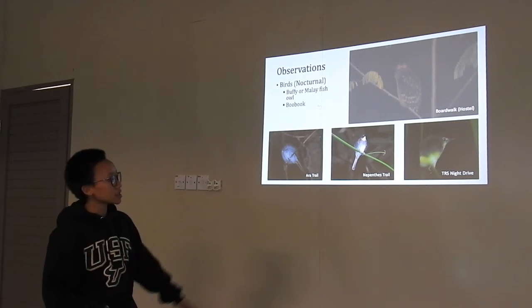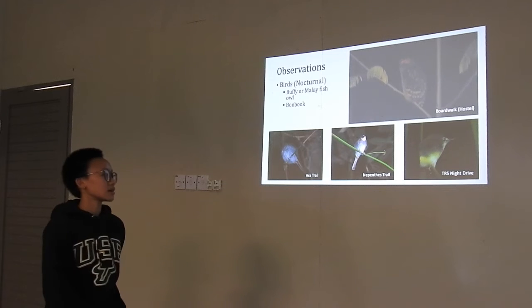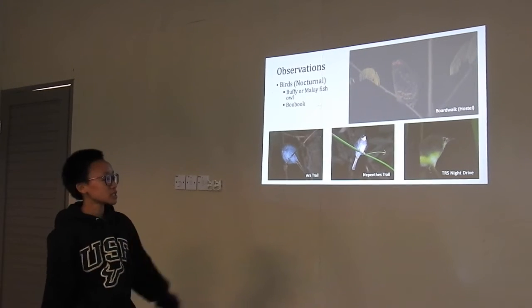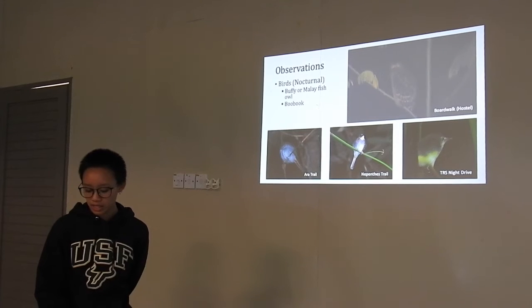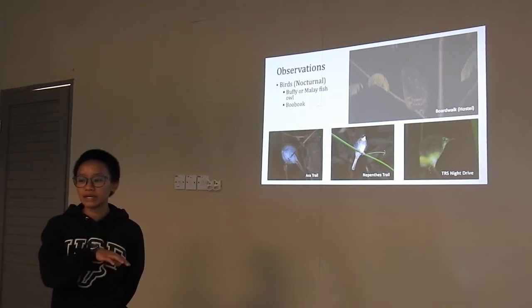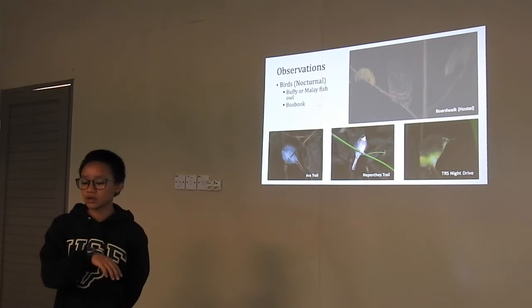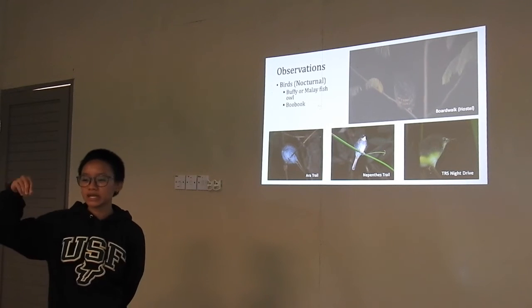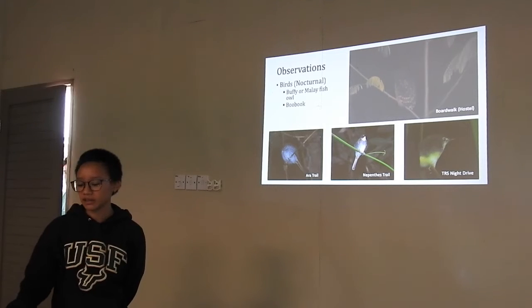So the bottom three photos are gray-chested jungle flycatchers, and if I'm not mistaken, a yellow-bellied prinia. These were very inactive because they are not nocturnal birds. We were shining the lights and they did nothing.